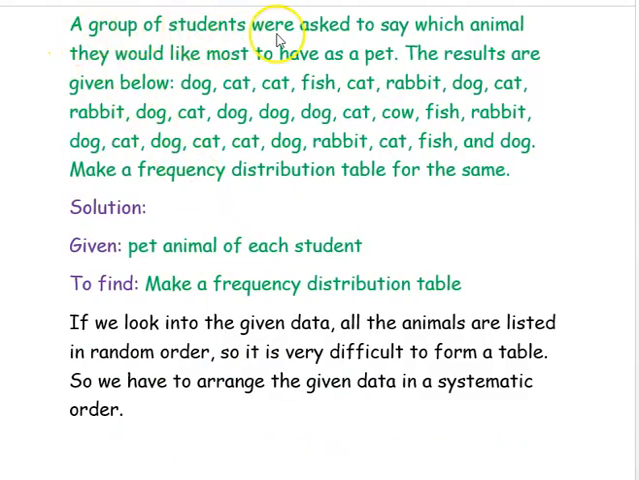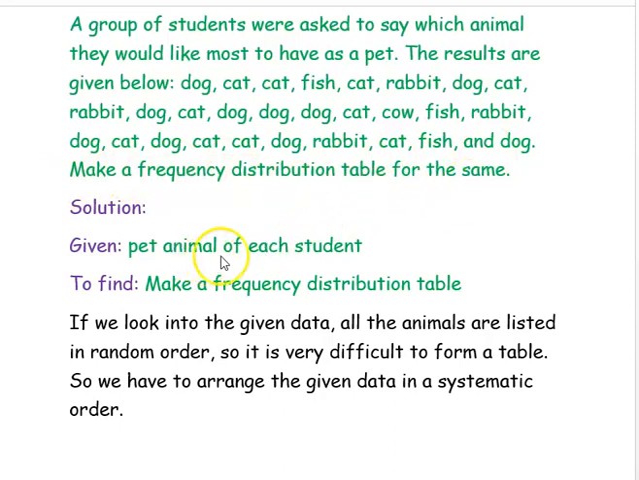Next question, a group of students were asked to say which animal they would like the most to have as a pet. The results are given below. Dog, cat, cat, fish, cat, rabbit, dog, cat. So like that they have given their own pet animals. So now make a frequency distribution table for the same.